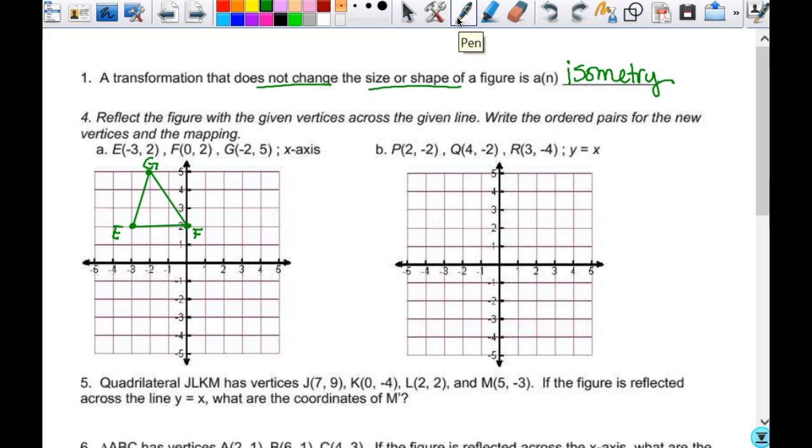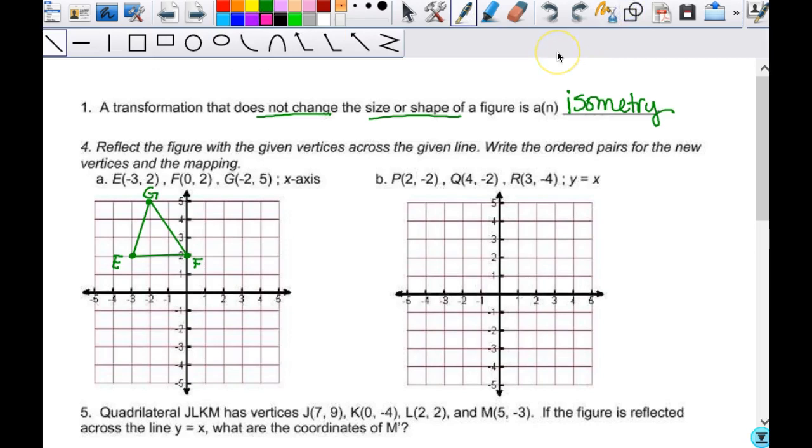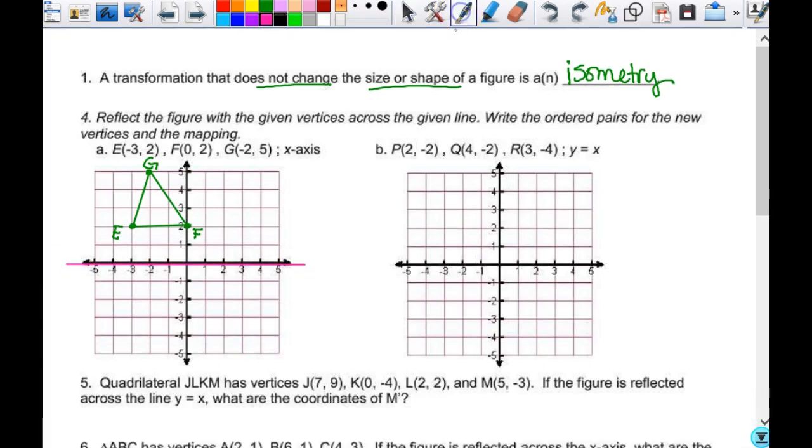And I'm reflecting in the x-axis. So I'm going to draw in the x-axis. I know you know the difference, so make sure you don't do something ridiculous and use the wrong one. Now, do you have to actually reflect it on the graph to get your answer?